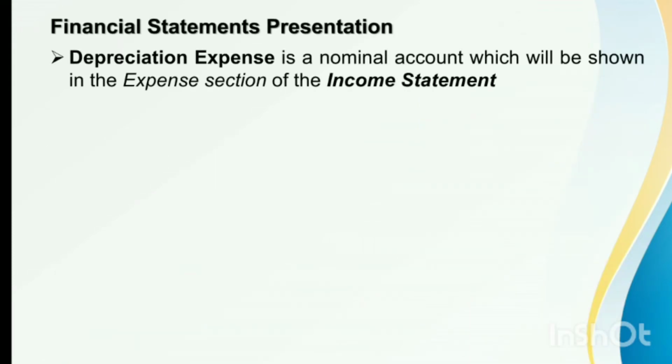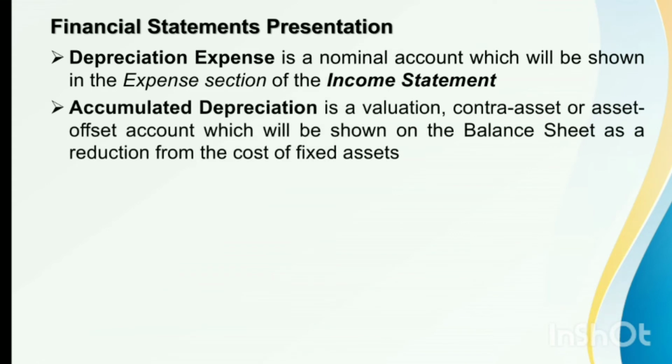Financial statements presentation. The depreciation expense is an expense account or a nominal account, and it will be shown in the expense section of the income statement. And then the accumulated depreciation is a valuation or a contra asset or asset offset account, and it will be shown on the balance sheet as a reduction from the cost of the fixed assets.